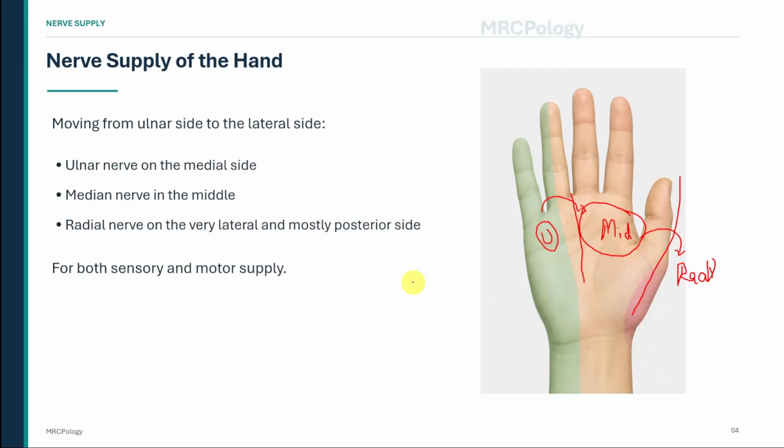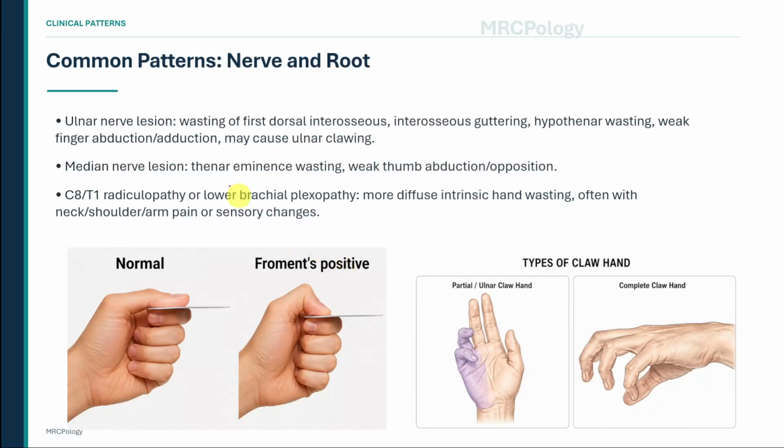In an ulnar nerve lesion, look for wasting of the first dorsal interosseous muscle, guttering between the metacarpals, and loss of hypothenar bulk. Finger abduction and adduction will be weak. A more advanced lesion may produce clawing of the ring and little fingers. In a median nerve lesion, wasting is most obvious over the thenar eminence. Thumb abduction and opposition are weak. Severe thenar wasting may produce a flattened appearance of the thumb base.